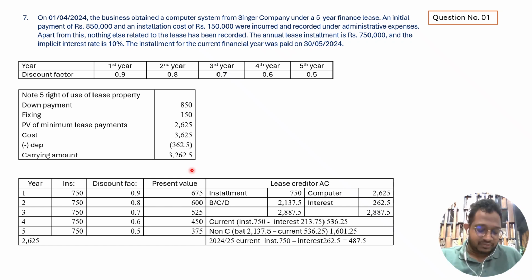So that's one part, and the other part is that you have to do the adjustment for the lease creditor. So the lease creditor opening balance is 2,625, which means the present value of the totals, and the interest based on that 10%, and that interest you should mention in finance expenses, and this interest is not paid yet on 31st March 2025. So this interest payable you should mention in other payables, right?